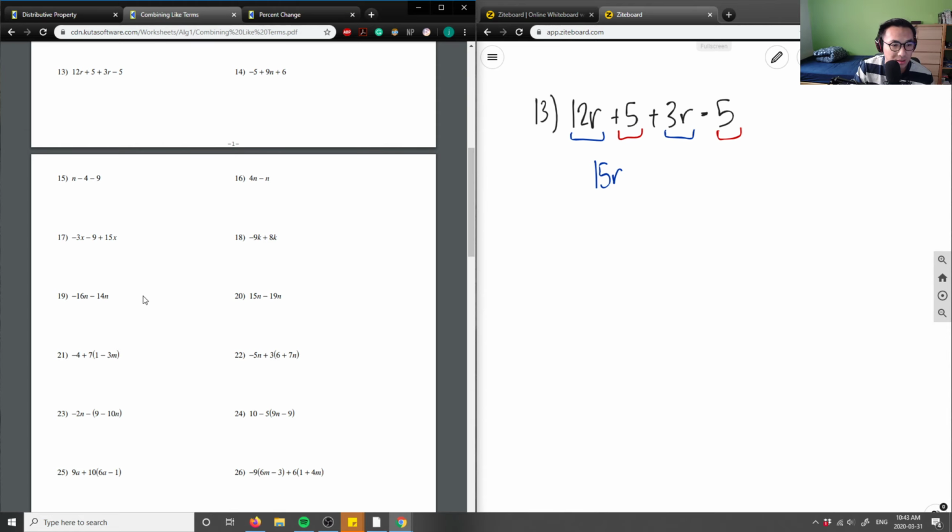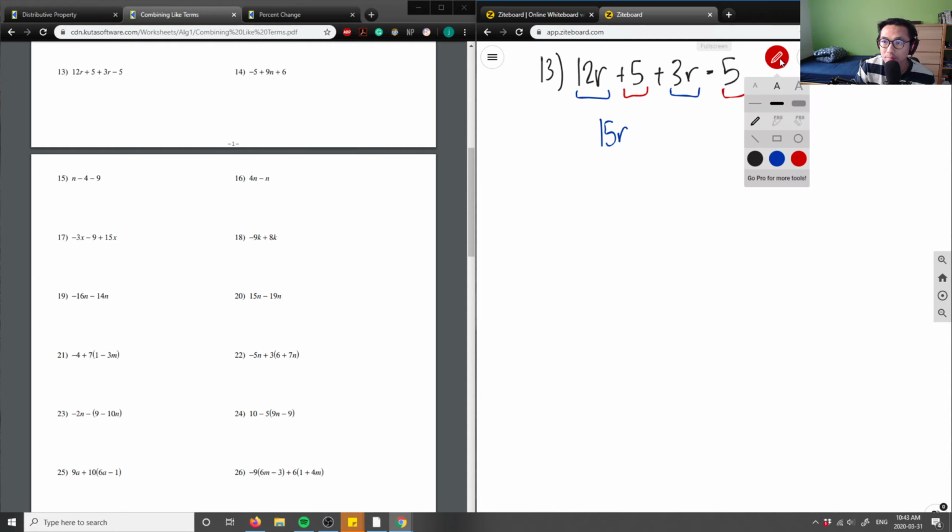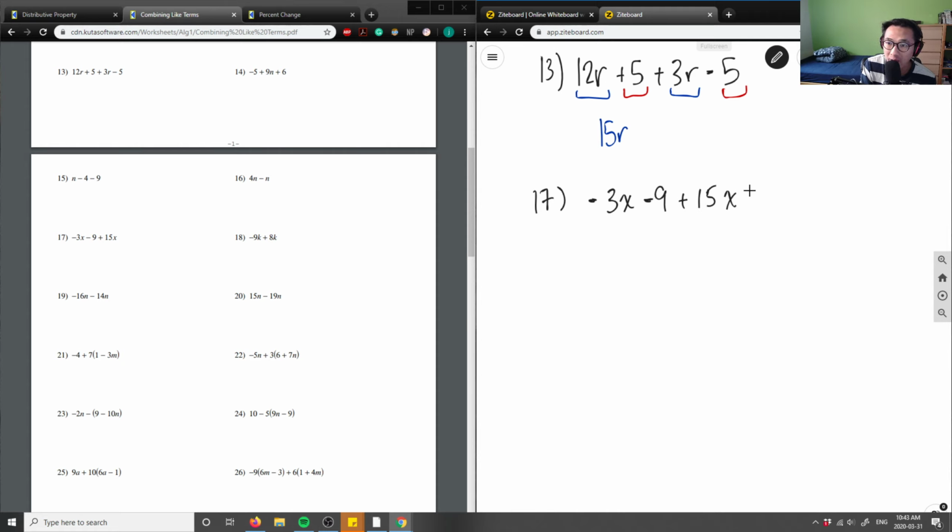I like these ones because they have distributive property. Let's do 17, and then we'll jump to 21. I think that's how we're gonna do this. Let's do 17. This is negative 3x minus 9 plus 15x.